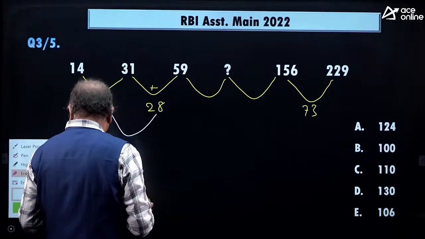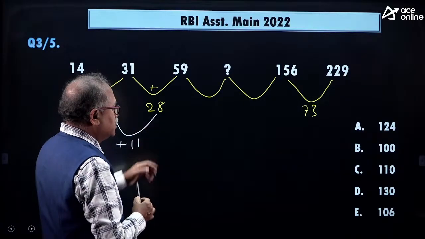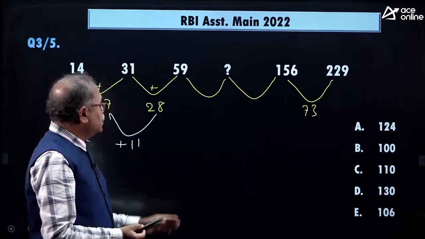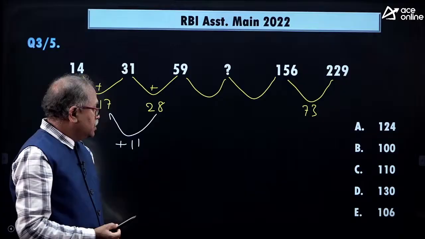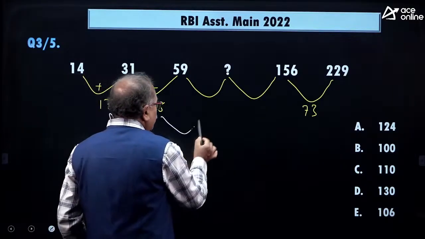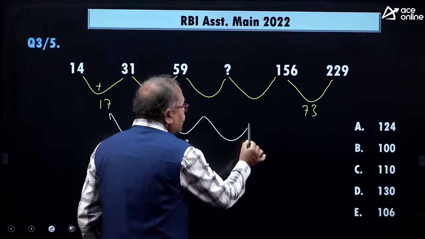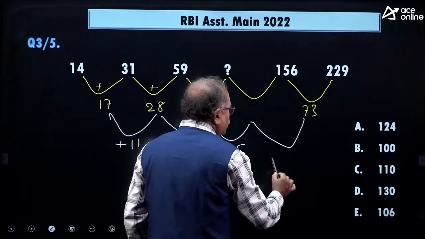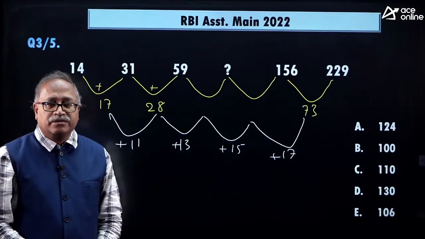This difference is 11. What is the possibility that the next difference will be 11? If I keep adding 11, I will not reach 73. So, can I go with the odd numbers? After 11, it will be 13. After 13, it will be 15, and after 15, it will be 17. In this way, I think I may be able to reach 73.